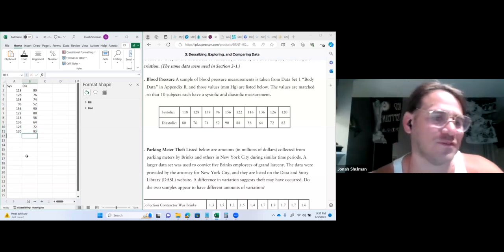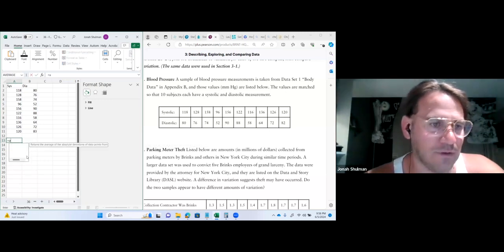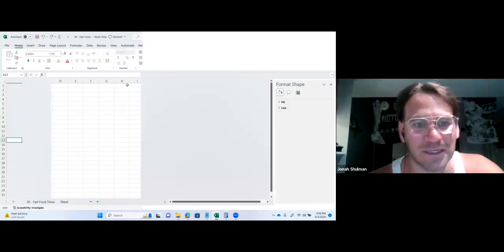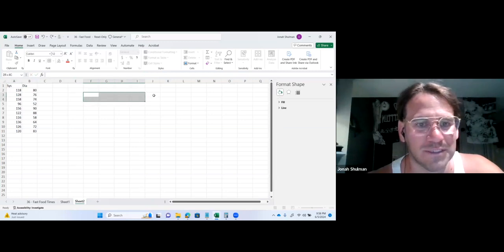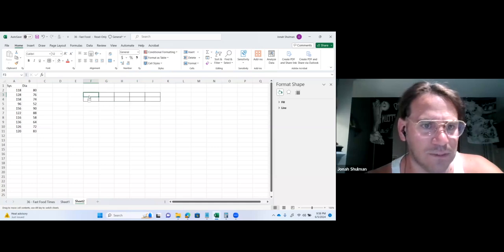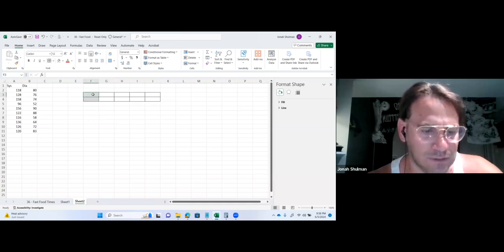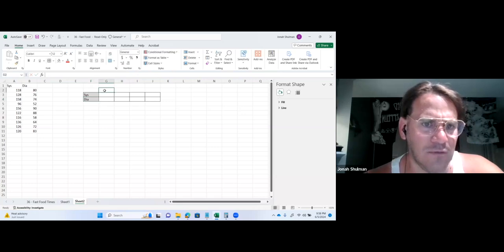All right, so first let's get the means for both of these. Whenever I'm doing stuff like this, I like making a table. So I'll make myself a little table. We're going to put boxes around it. The first ones are going to be grayed out because this is what we have. So this one's going to be the systolic, and this one's the diastolic.